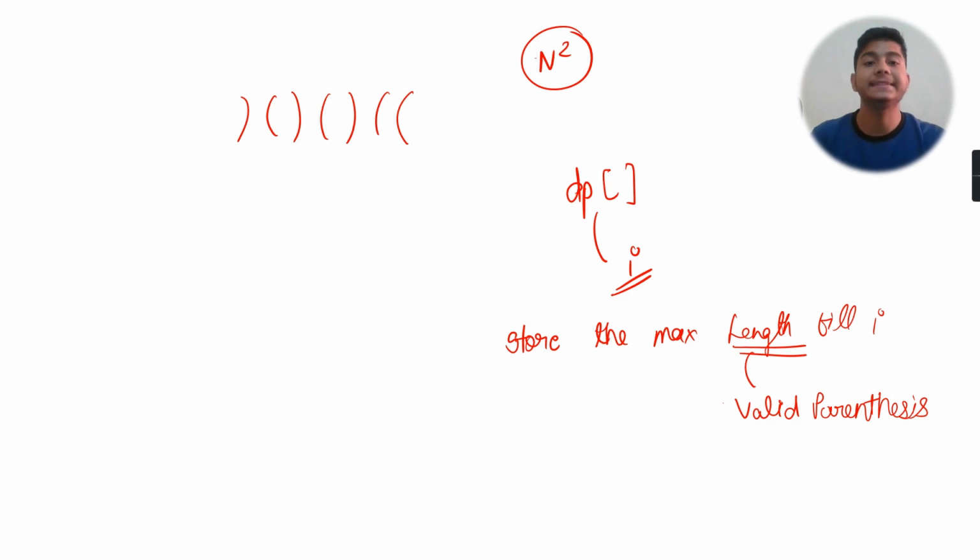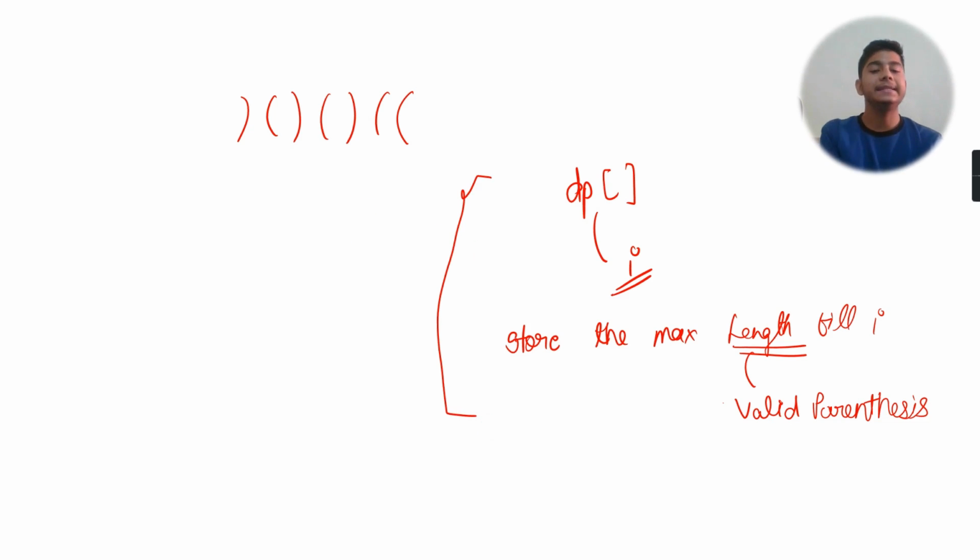But now I will not be discussing that, because if I did, the video would be hell long, right? So our optimized approach, which is why I'm discussing it directly, is that we will be maintaining a DP array, and each ith index will store the maximum length of valid parenthesis till i, right?